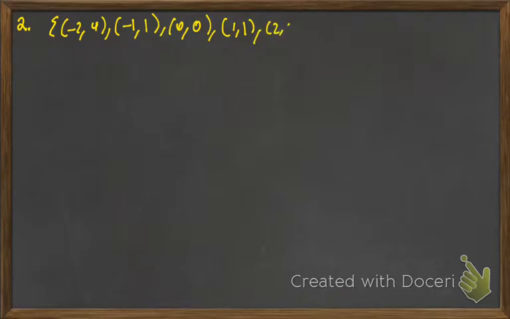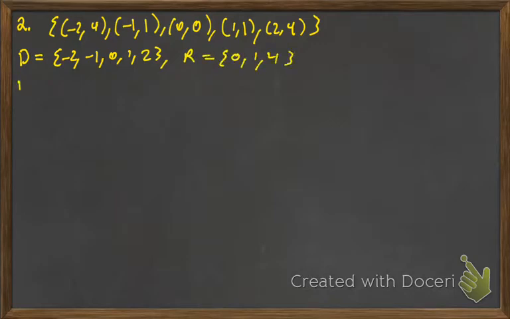Okay, same instructions. So now we're looking at (-2, 4), (-1, 1), (0, 0), (1, 1), (2, 4). The domain is going to be all the x values, -2, -1, 0, 1, and 2. The range is going to be all the y values, distinct y values. So you do see we have repetitions of 4 and 1 for the y values. We only list them once in the set notation, so the range is 0, 1, 4.